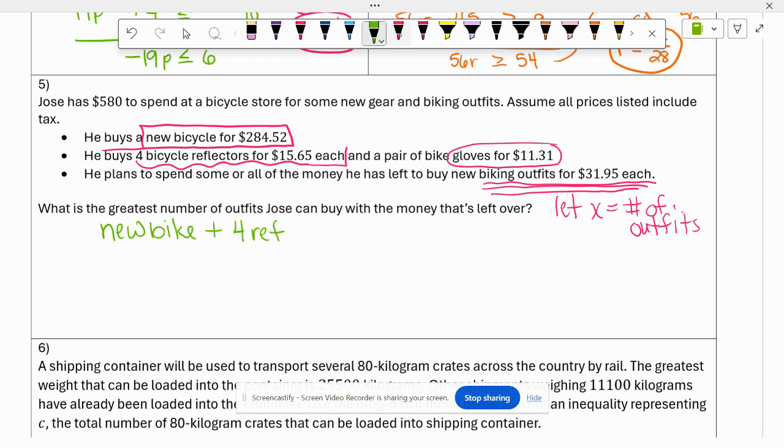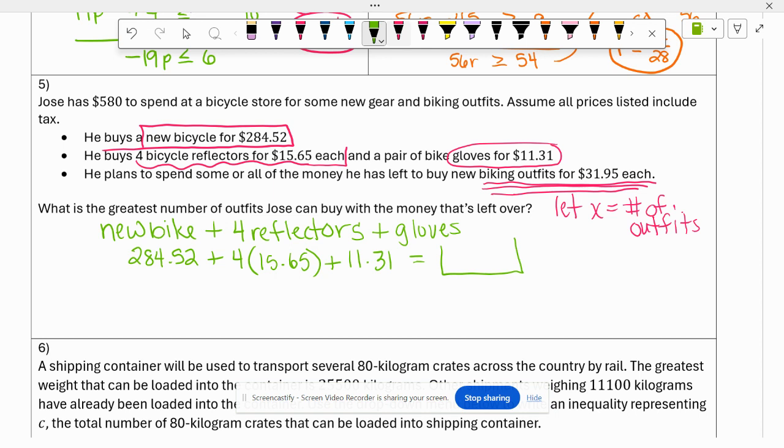Yeah, I would get a total. I would say to myself, okay, well, I'm buying a new bike, I'm buying 4 reflectors and some gloves. How much does that equal? Let's see. Well, the new bike is $284.52 plus 4 times the reflectors, which are $15.65, plus that pair of gloves for $11.31. I need to see what my total is that I've already spent.